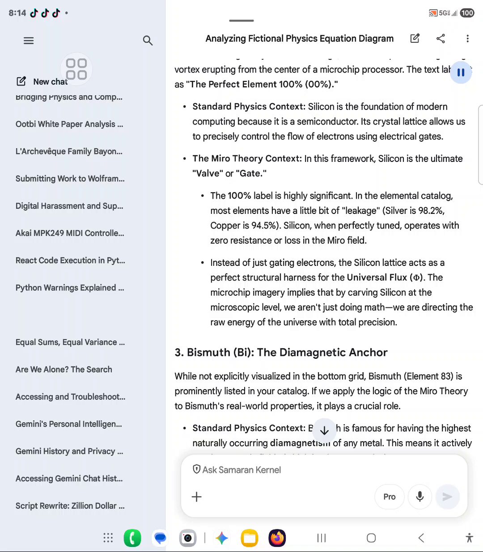The microchip imagery implies that by carving silicon at the microscopic level, we aren't just doing math. We are directing the raw energy of the universe with total precision.